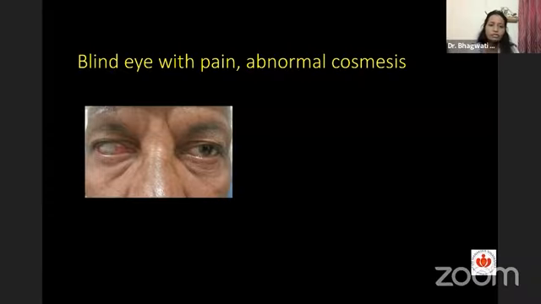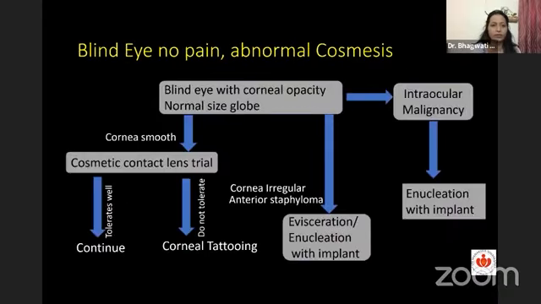In such a case, you should discuss with the patient what he is concerned about, pain or cosmesis. If he wants only pain relief, then you can go ahead with the previous treatment shown in the previous slides. And if the patient is concerned about both pain and cosmesis, then you can decide on evisceration or enucleation even at an earlier stage. Now, this is the fourth category, that is blind eye with no pain and abnormal cosmesis.